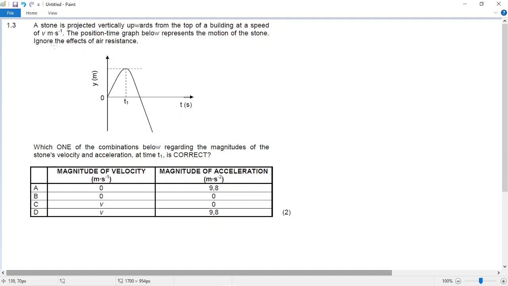Now it says to you, a stone is projected vertically upwards from the top of a building at a speed of v meters per second. The position time graph below represents the motion of the stone. Ignore the effects of air resistance. So we know that this is a projectile. And what do we know about projectiles? The only acceleration is the acceleration due to gravity, which is 9.8 meters per second squared, downwards to the center of the Earth.